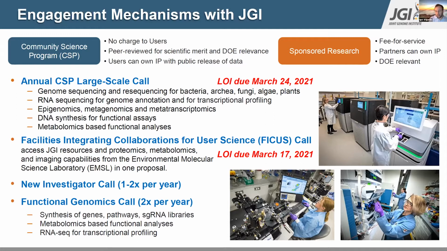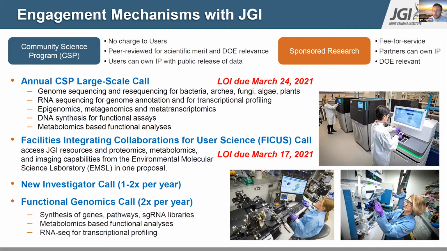The joint call with Environmental Molecular Sciences Laboratory allows users to access not only the capabilities I listed on the JGI side, but also those available through EMSL. So various types of mass spectrometry, proteomics, imaging, and a lot of different expensive tools. They have a long catalog of tools that they offer. Both of these calls are open right now. The proposal starts with letter of intent that are due in March. That opens a door for actual proposals, which are due a couple months later.